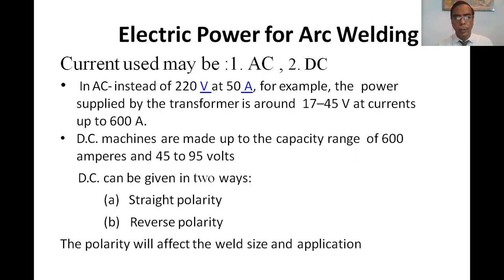Electric power for arc welding. The current used may be AC or DC. In AC, instead of 220 volts at 550 amperes, for example, the power supplied by the transformer is around 70 to 45 volts at currents up to 600 amperes. DC machines are made up to a capacity range of 600 amperes and 45 to 95 volts. DC can be divided into two ways, straight polarity and reverse polarity. The polarity will affect the weld size and application.